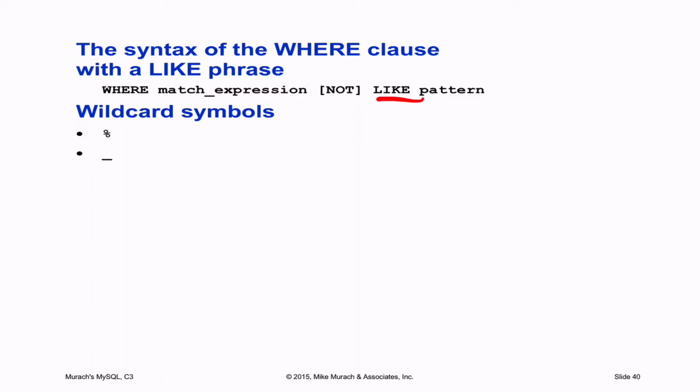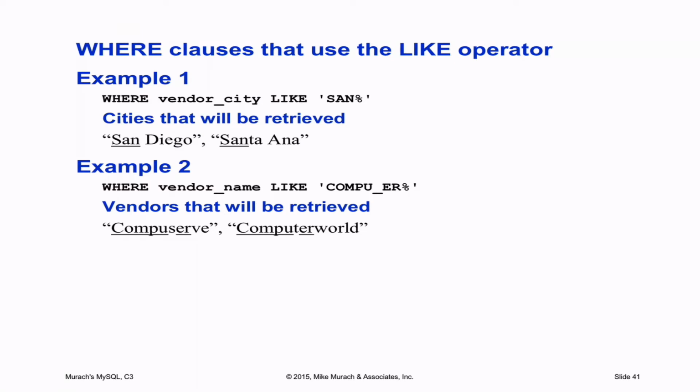The LIKE is very powerful. The LIKE can be used and provides some fuzzy logic on your returns. So this is where we might want to look for a match expression and either NOT LIKE the pattern that we're comparing it against, or LIKE the pattern. And this is where we can use things like the percentage sign as a wildcard symbol or the underscore. Let's look at some examples.